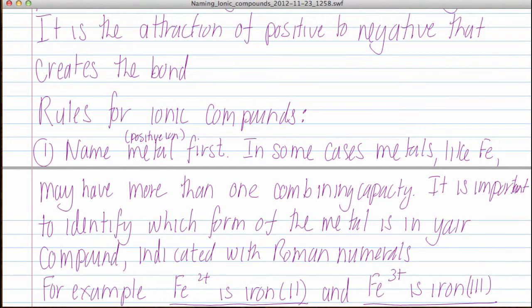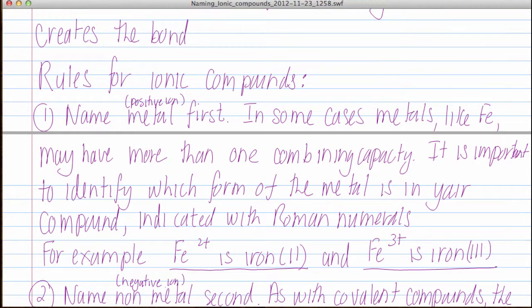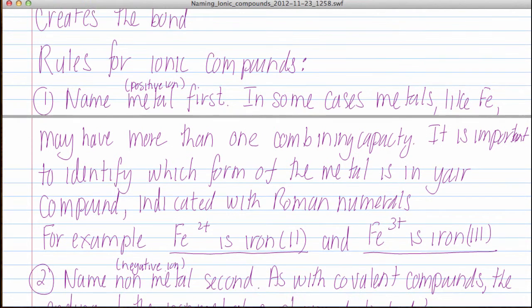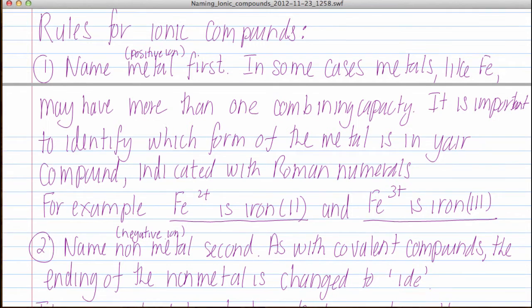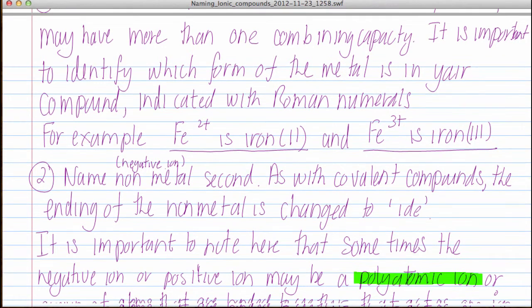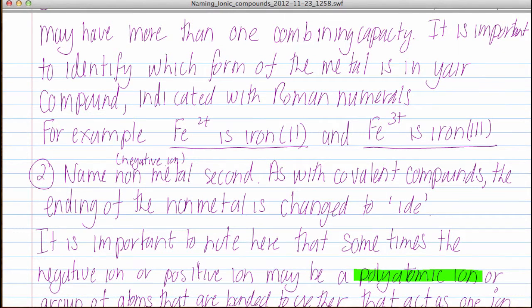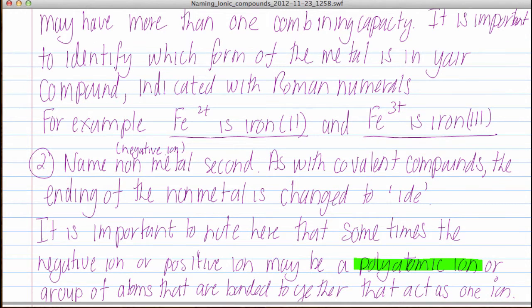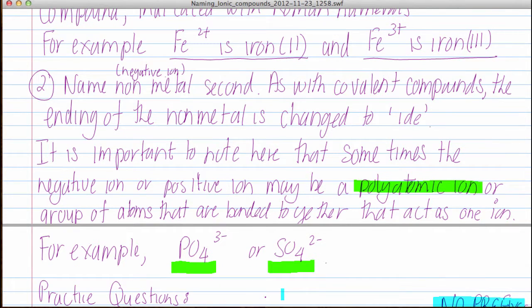So some rules to follow is we name the metal first, and in some cases the metals like iron, Fe, or some of the other ones found in the middle of the periodic table can have multiple combining capacities. So it's important when you're naming your compound to determine which form of the metal is in your compound. And we do that by indicating it with Roman numerals. For example, iron can be iron II, which is written as iron 2, or iron III, which is written as iron 3. The second thing to do is name the non-metals.